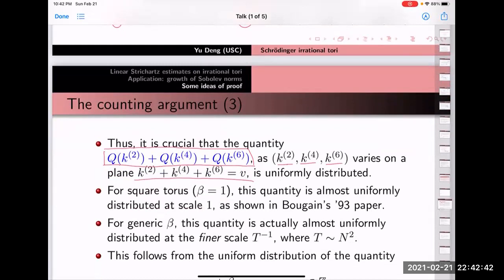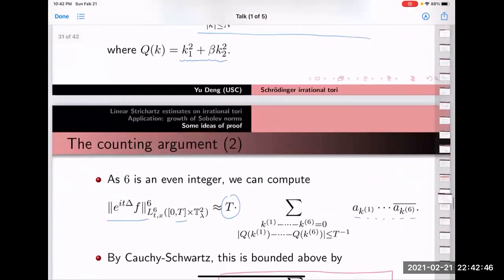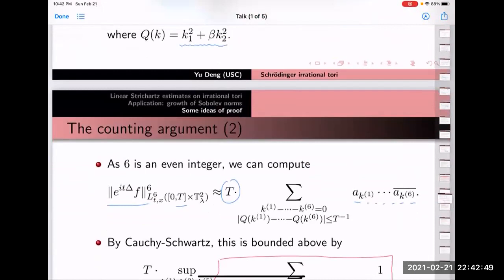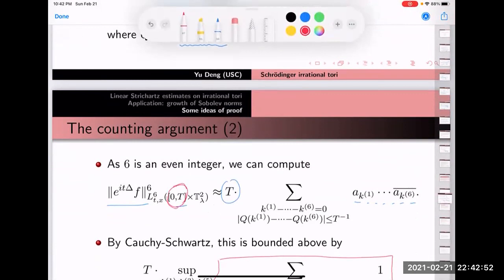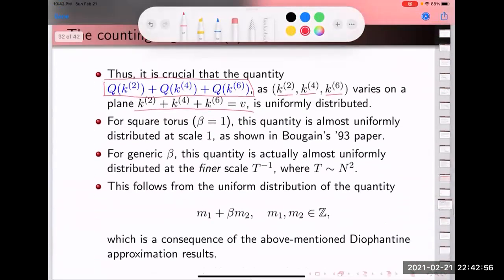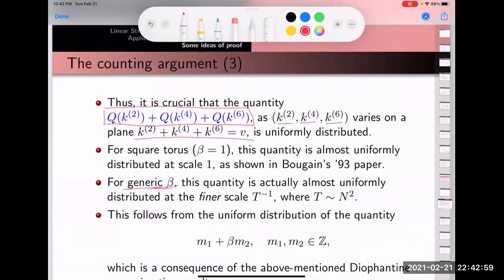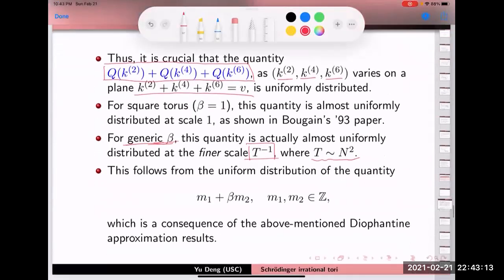It turns out that this corresponds to t equals 1, the Strichartz estimate for the time interval 0 to 1, a unit time. Now the point is that if you have generic beta, then this quantity turns out to be almost uniformly distributed, not just at scale 1 but at a finer scale, 1 over t, where t is about n squared in the 2-dimensional case. This follows from the uniform distribution of the quantity where m1, m2 are integers and beta is a generic irrational number. Then for a particular range of m1, m2, this quantity will be uniformly distributed.